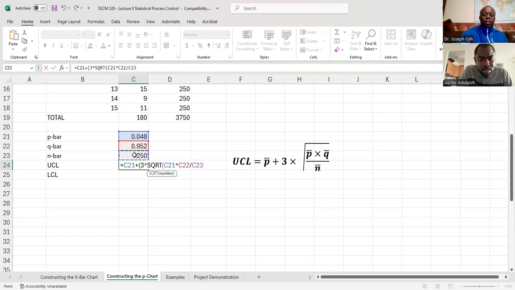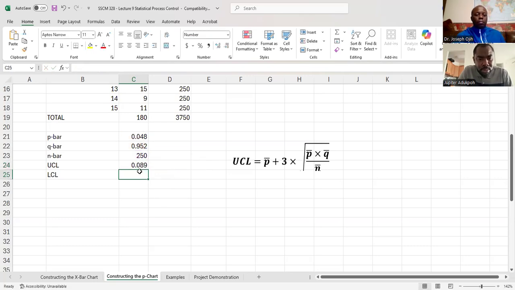Now, if you look at this, you can see that we have 2 opening parentheses here. So you have to put 2 closing parentheses so that they balance it. And then press the enter key. 0.089. Good.